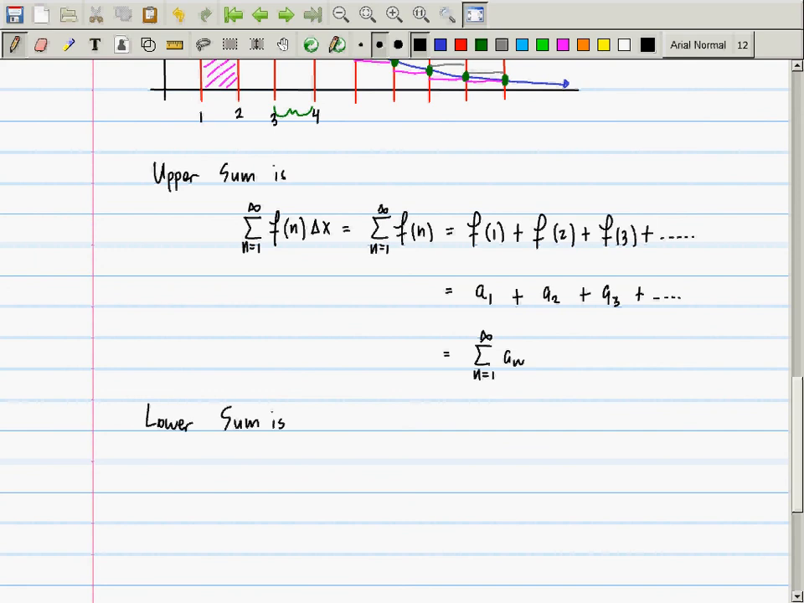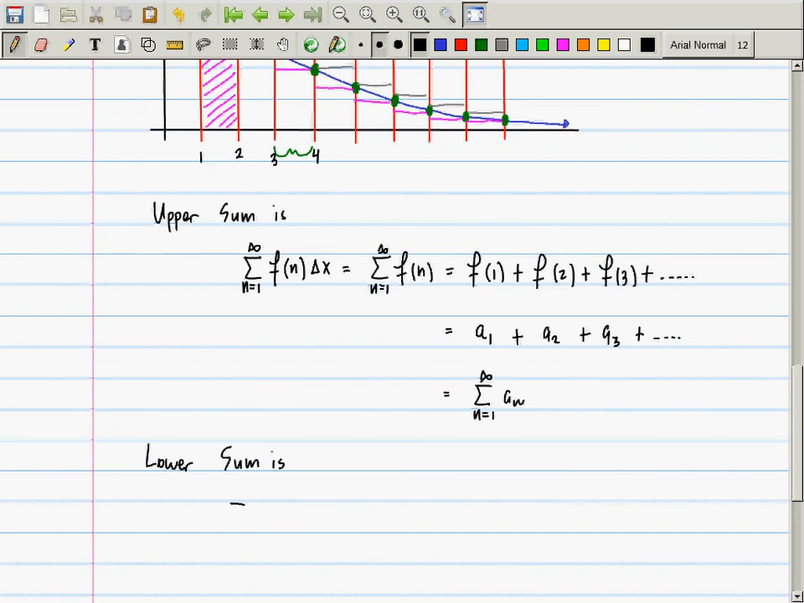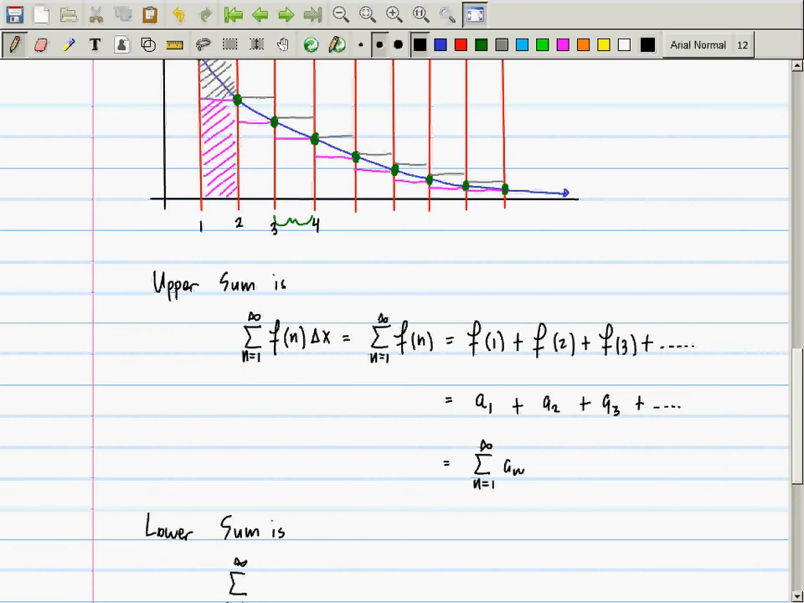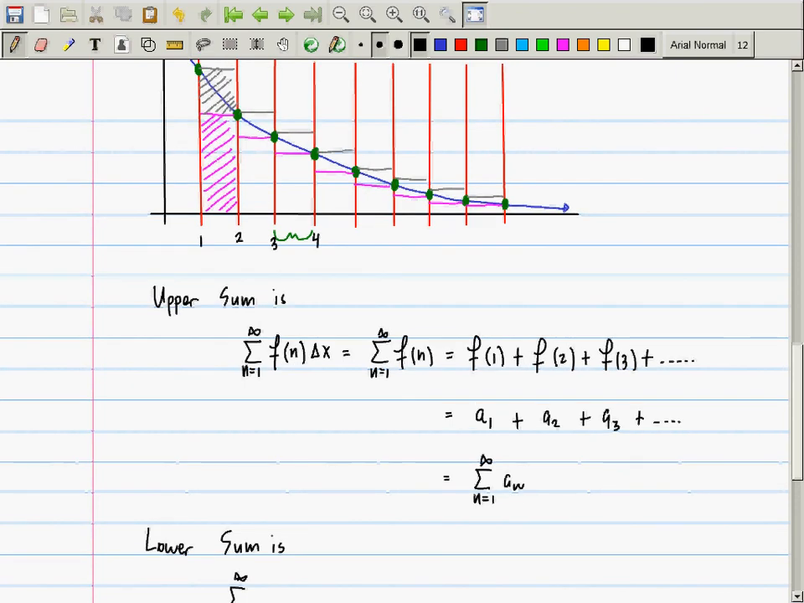So what is the lower sum? Okay, so in this case, the sum from n is 1 to infinity of... Now, look at the lower rectangle. What is the height of the first lower rectangle? F2.